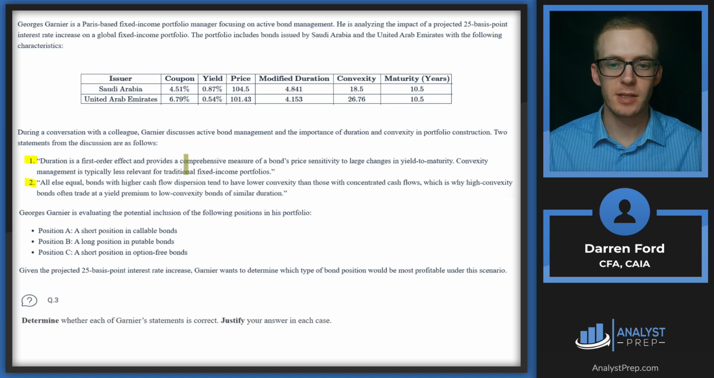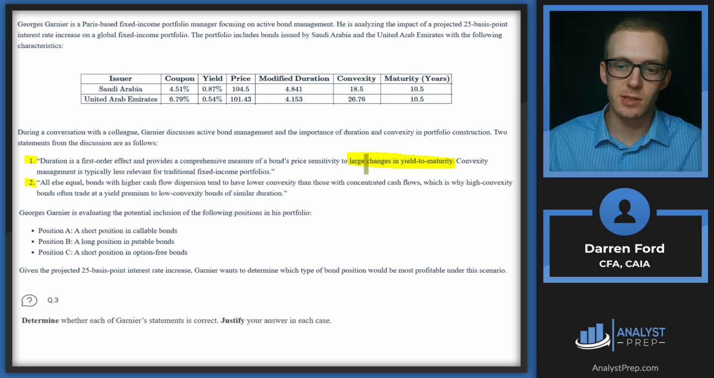Duration is a first-order effect and provides a comprehensive measure of a bond's price sensitivity to large changes in yield and maturity. So red flag right here, it's better for smaller changes in yield and maturity. As we get to larger changes, that's where convexity is going to be more helpful. So we could go ahead right away and say this is going to be an incorrect statement for that reason. Duration is more suitable for smaller changes in yield. And then convexity management is typically less relevant for traditional fixed income portfolios. It's pretty relevant, so I think you could probably also say that for that reason it's not correct.